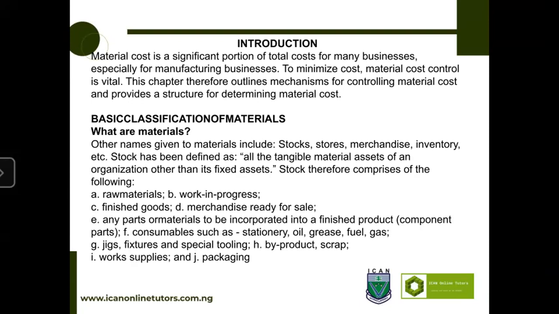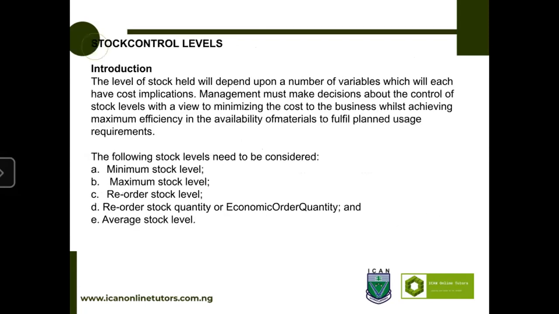We also have the consumables. It might be in terms of stationery. Stationery are office equipment, stationery are assets. Then we have the ones we use for packaging and the likes. This will ultimately lead us to what we call stock control level, SCL.